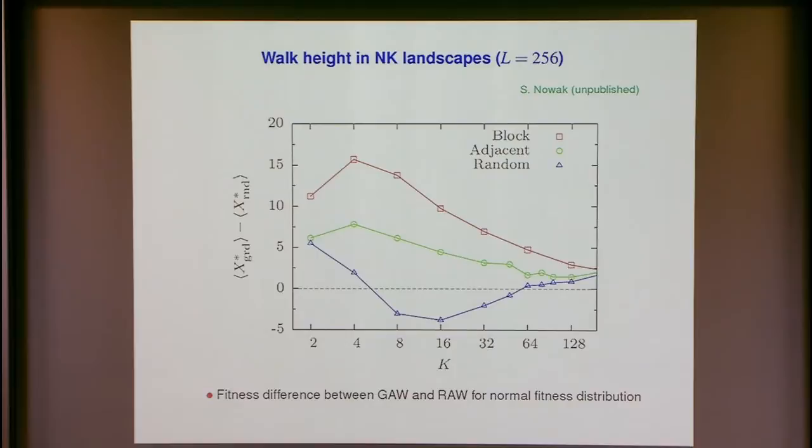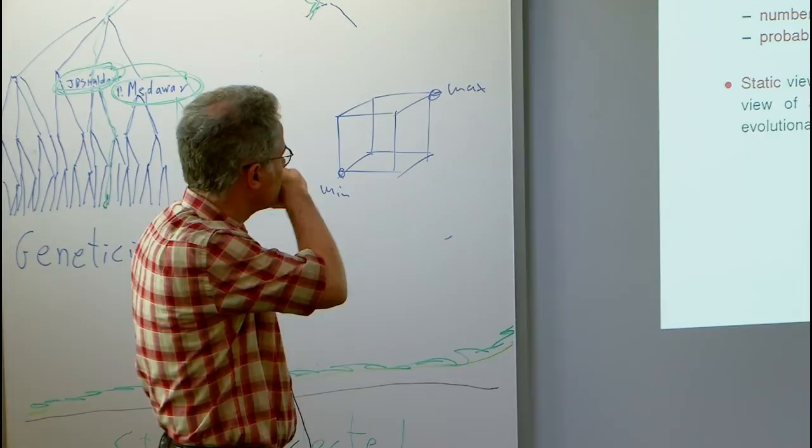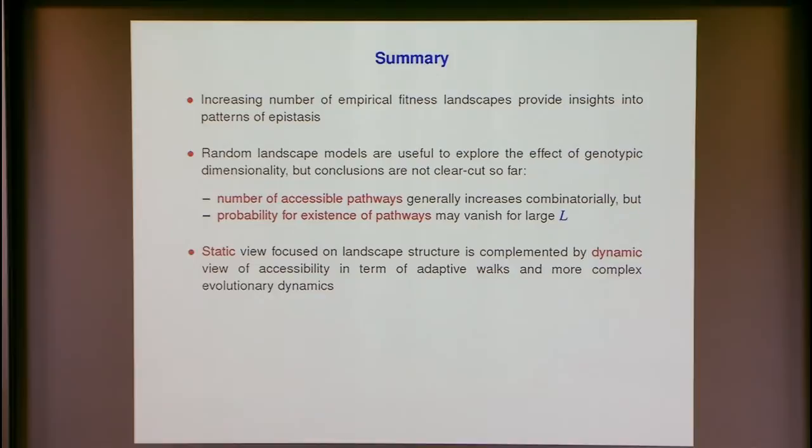Okay, so let me conclude. I've shown you some examples of empirical fitness landscapes, and they provide some insights into the patterns of epistasis. We have looked at these random landscape models, and I think these landscape models, beyond their mathematical interest, are also really useful to develop some intuition for what you should expect to happen when the dimensionality of the genotype space becomes very large, right? Because this is a problem that is hard to explore experimentally. It's also hard to explore computationally, but perhaps mathematically one can do something here. And so we have some results, but as I said, the conclusion is not so clear-cut. It depends on what measure of accessibility you actually look at. And at the end, I gave you some results for these adaptive walks, which complement the view of landscape structure in terms of a dynamic point of view.